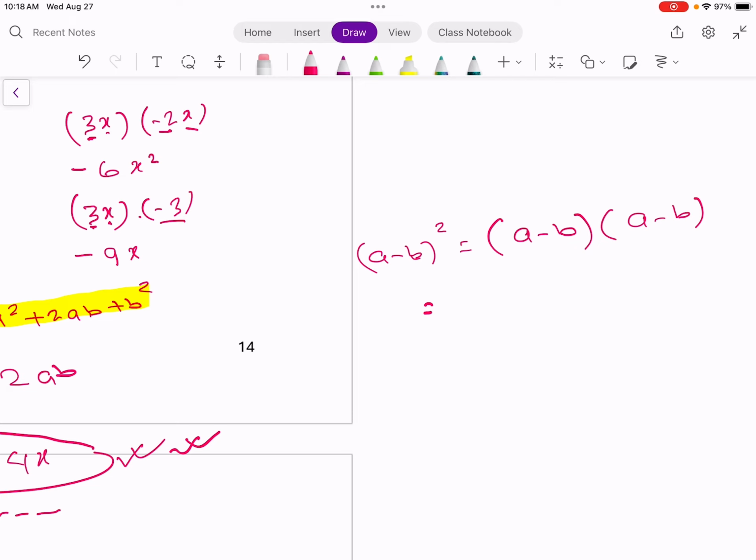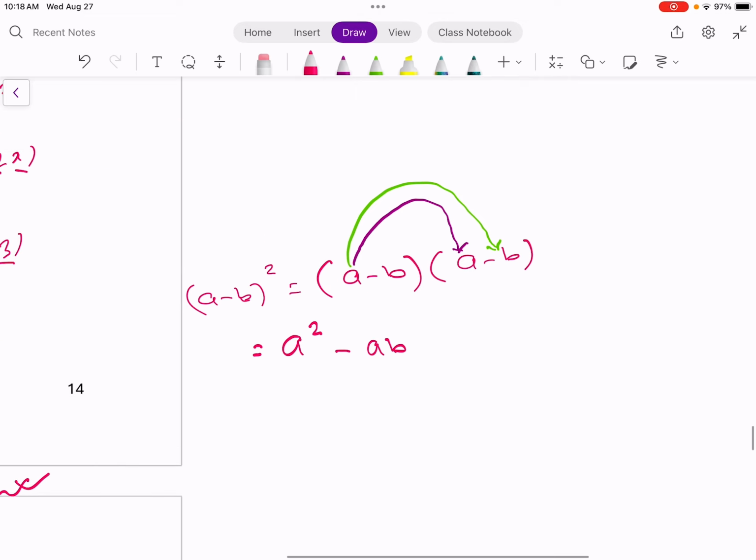What is the first term here? What are the first terms? A and a. These two are the first terms, right? So a times a is a square. Then we multiply outside terms, and the outside terms are positive a and negative b. Positive a times negative b is negative ab.